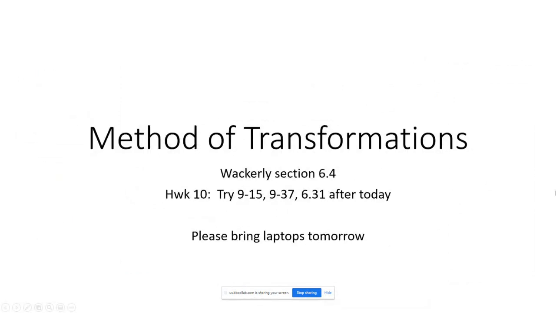So today we are talking about the second of our three methods for coming up with the distribution of a new random variable that's a function of an existing random variable. So this is known as the method of transformations.